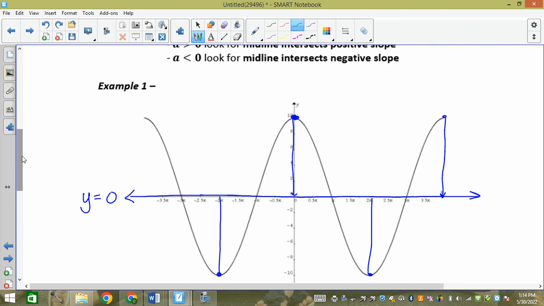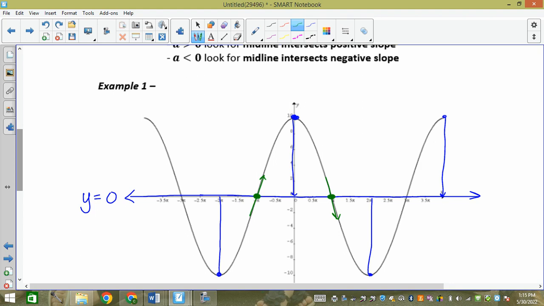I have my midlines drawn. Do you see them? The midlines are drawn there with the graph. I find the intersection of the midline and the graph, the two closest ones to the y-axis, and I bold them. And then I put an arrow on them. This one's going up, this one's going down. Do you see that? Go do that on your graph.